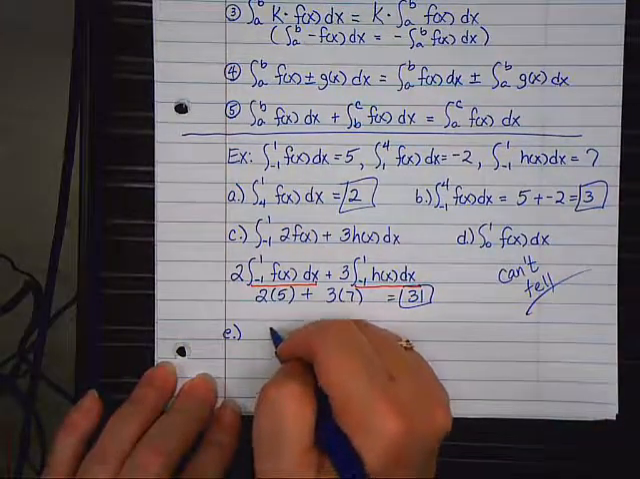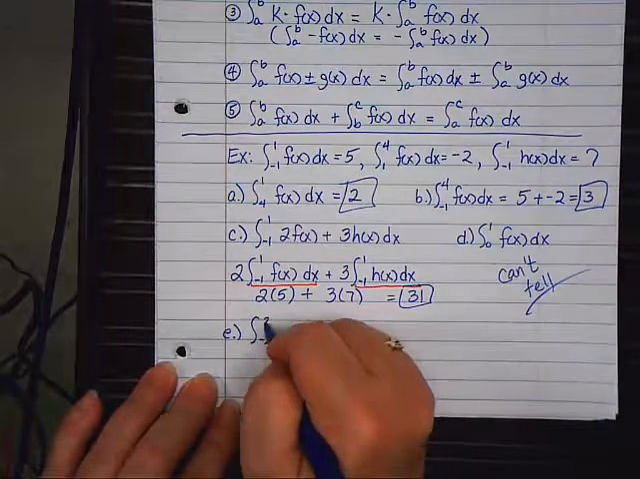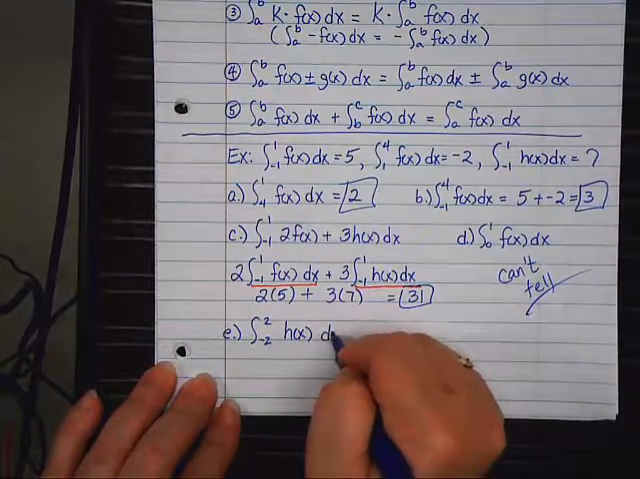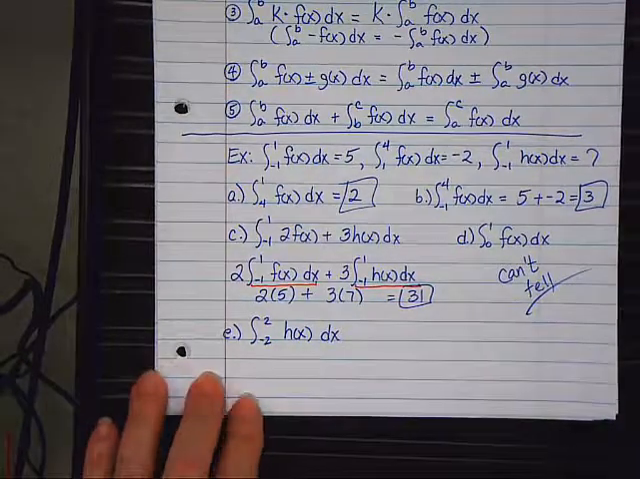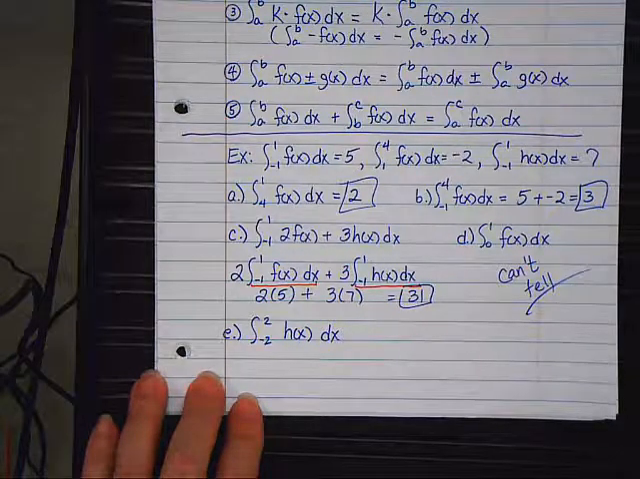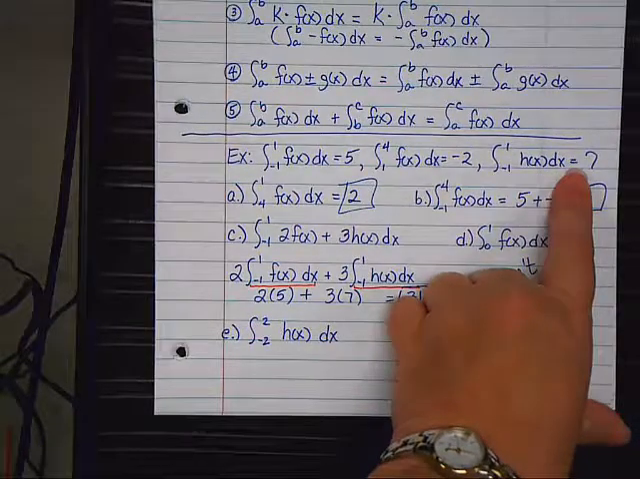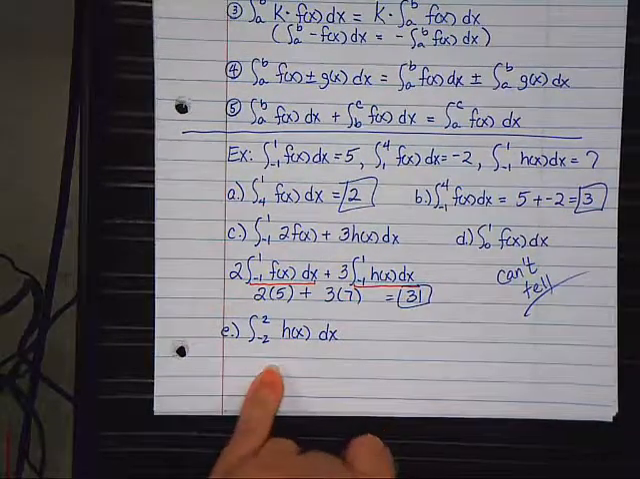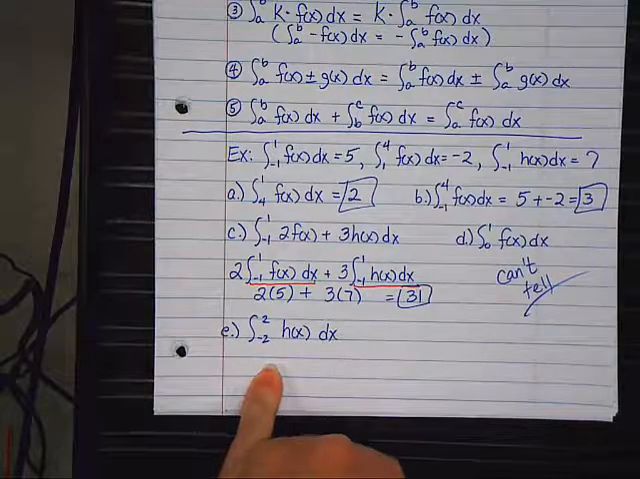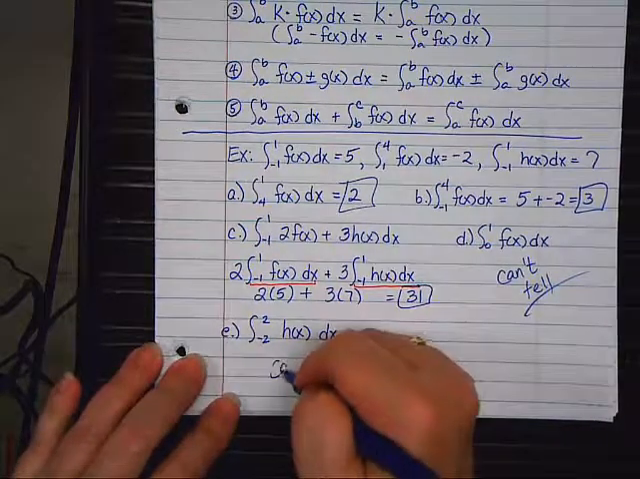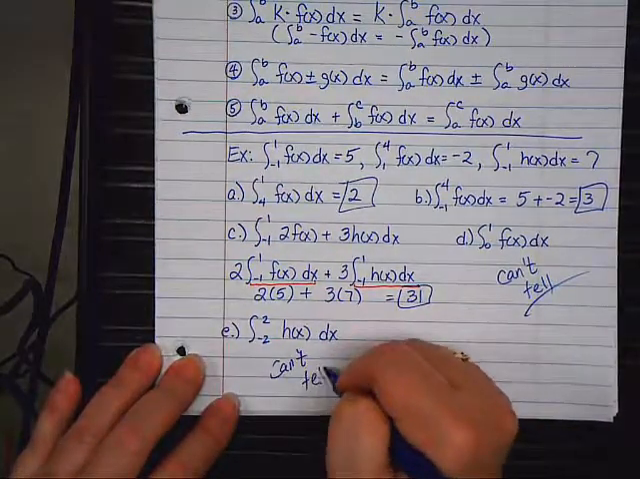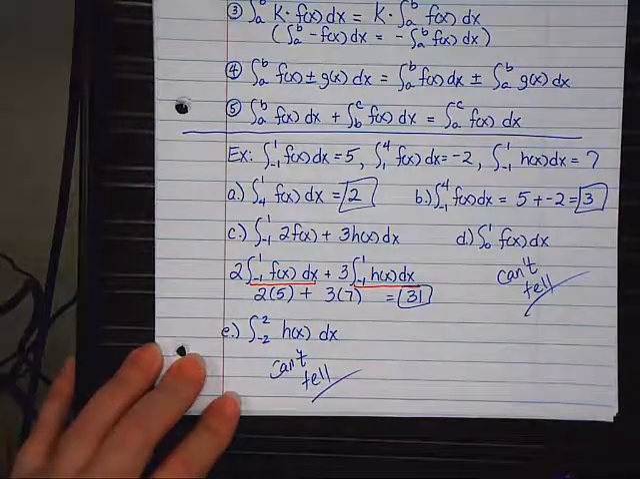One more real quick. -2 to 2, h of x dx. I know -1 to 1 is 7. Is -2 to 2 going to definitely be 14? No, I don't know for sure. So this is also a can't tell. All right. Questions?